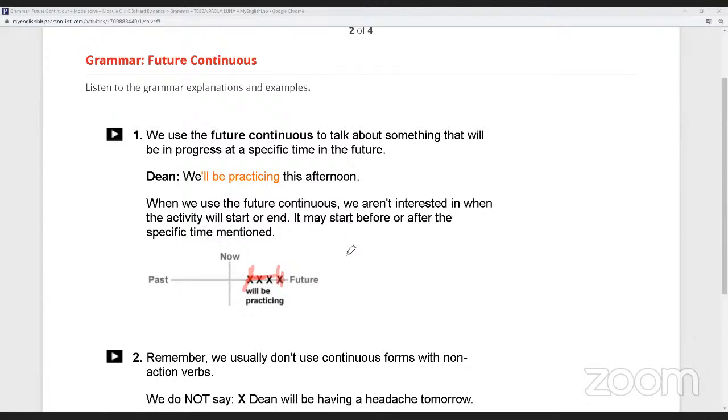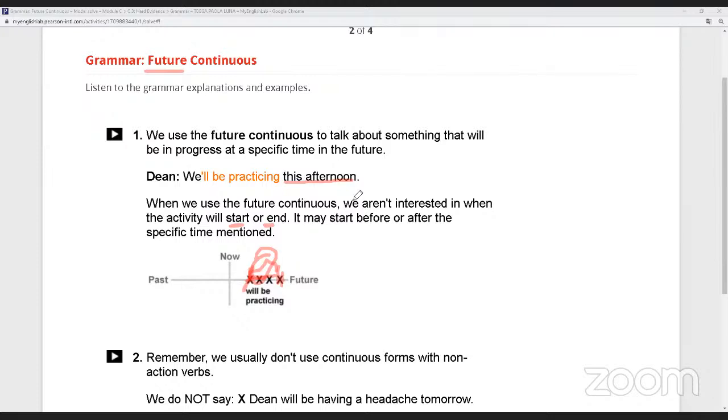We're not interested in when the activity will start or end, take care, right? It's not important for me. I could mention it, yes, but it's not important for me. So it's not important when the action will start or when we'll finish, right? My attention is going to go on the progress of an action, which in this case is in the future. This afternoon, we'll be practicing this afternoon, right? I'll be reading my book at midnight, for example.